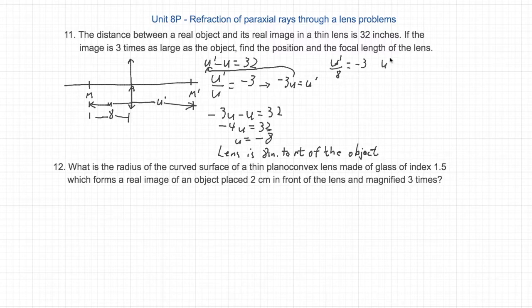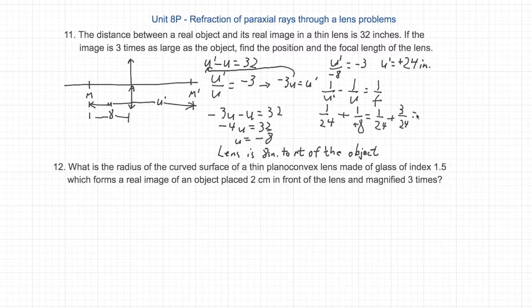Now we can plug in to find the image distance, U prime. We find that it equals 24 inches. Now we can use that information to calculate the focal length by plugging into our lens formula. We find that 24 is our common denominator, and the focal length equals 6 inches. And the primary focal point is located to the left of the lens.